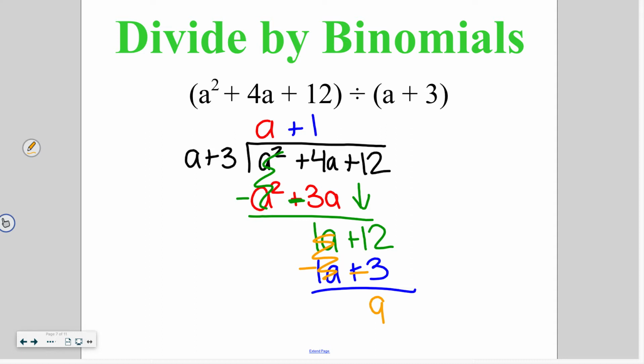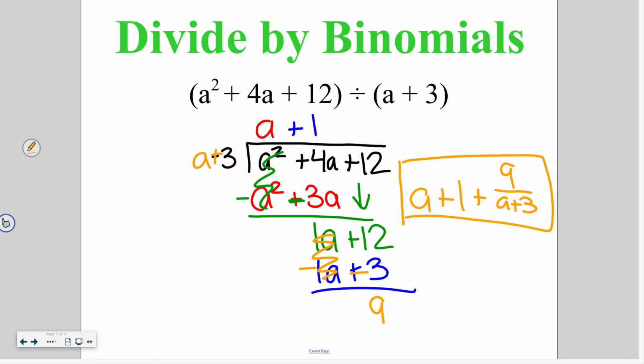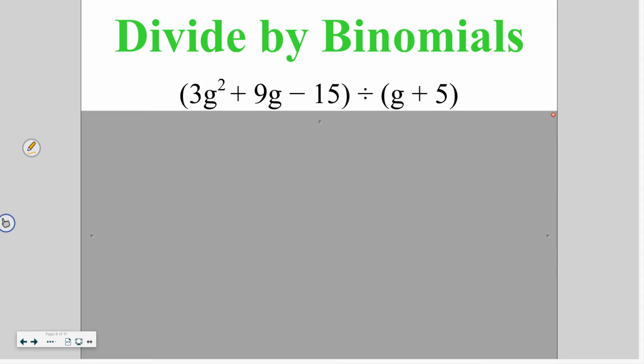So what we would say for our answer is a plus 1 plus 9 over a plus 3. So we say our remainder over what we are dividing by. So that was the a plus 3. So our final answer is a plus 1 plus 9 over a plus 3. Go ahead and try this one on your own. There is going to be a remainder.